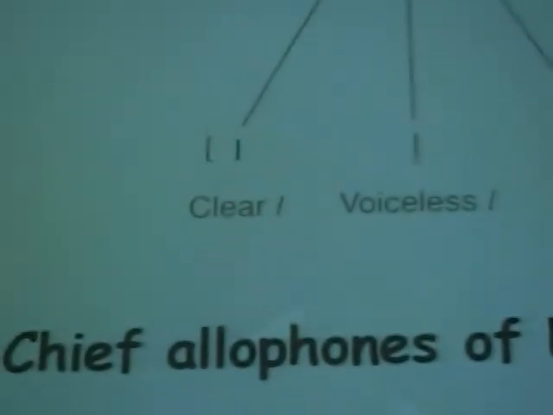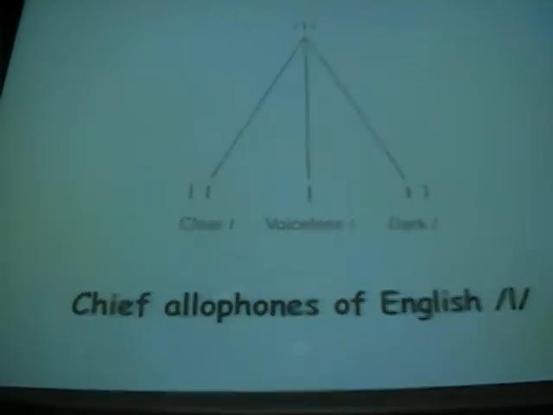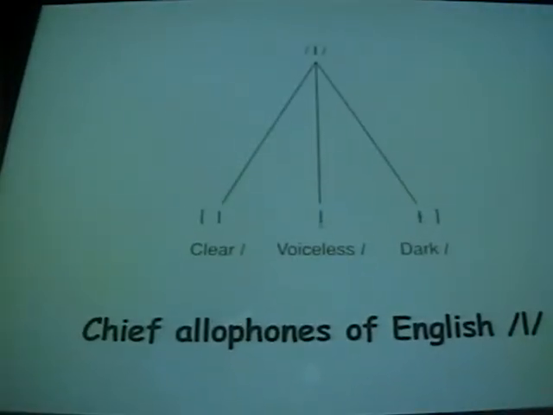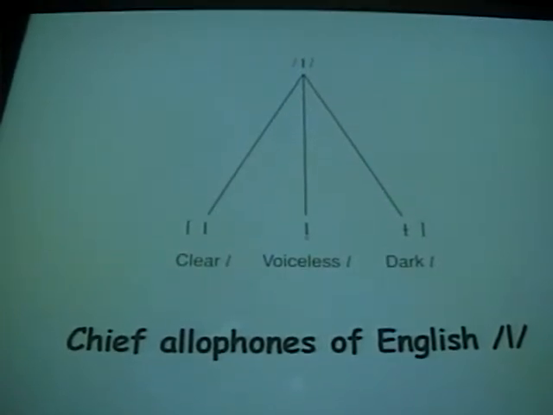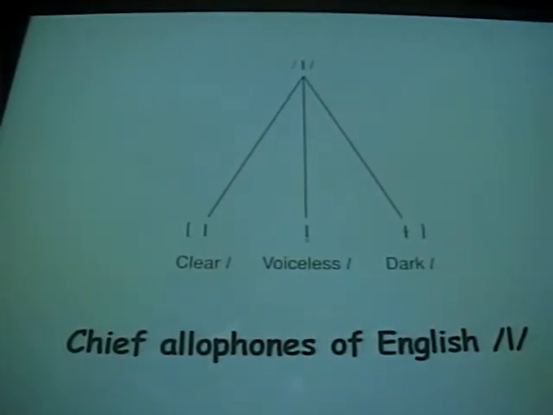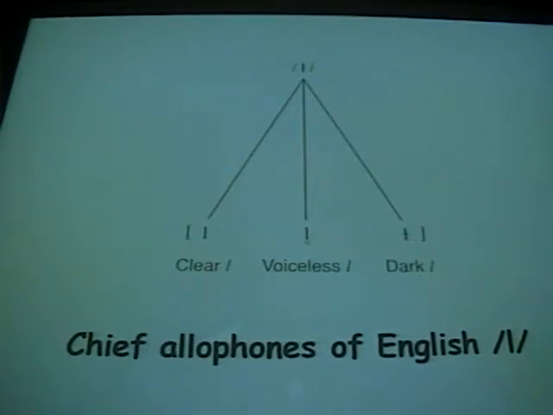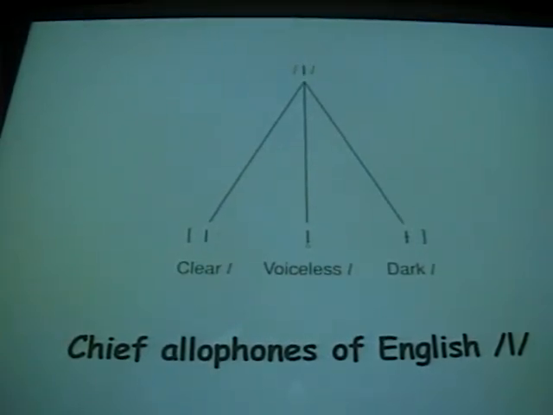Sometimes the allophones exist apparently at random. We say in free variation. But more usually, the allophones are predictable in some way and can be specified by rule. Here, for instance, you have the chief allophones of English L. So you have here a clear L, as we call it, that you have at the beginning of a syllable as the onset, lead. You also have the possibility there of what is sometimes termed voiceless L, voiceless fricative L.